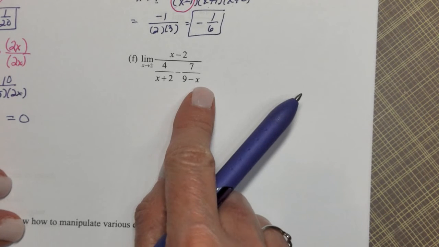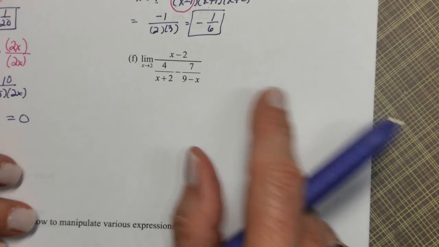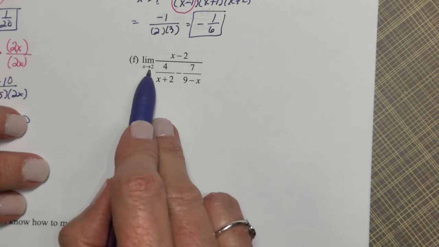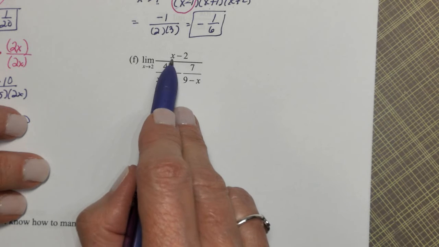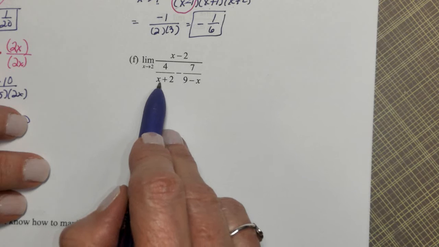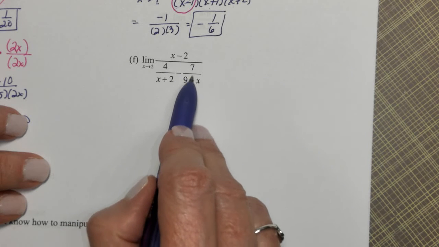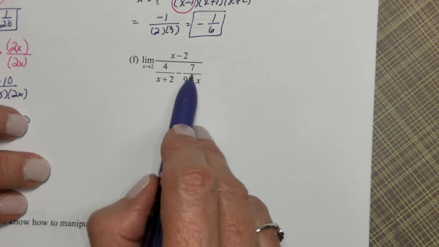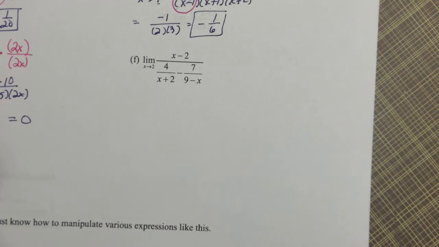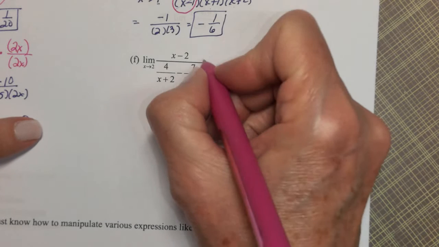One more of these. Okay? So if I just let x go to 2, we're going to have 0 on top. We're going to have 4 over 4 minus 7 over 7. So that's 0 on the bottom. I know there's a hole. It's a complex fraction. I know what to do.